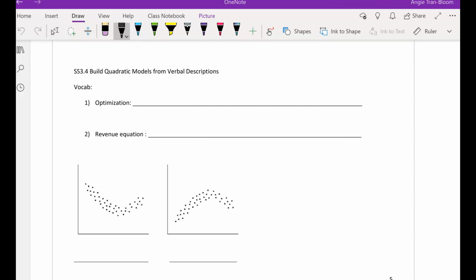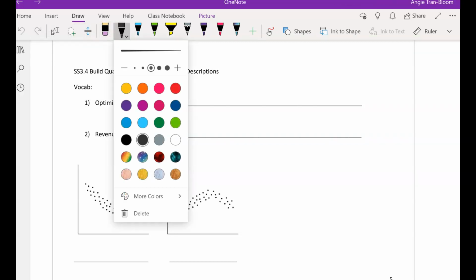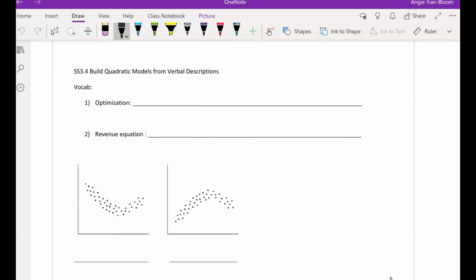All right, vocab. Not very many vocab today. We will start with optimization. By the way, we have been doing a lot of optimization. What do you think it means? To improve. What else? To make the most efficient, right? To get the best out of things.